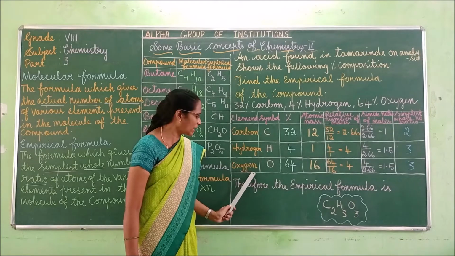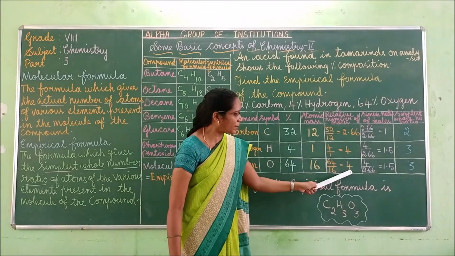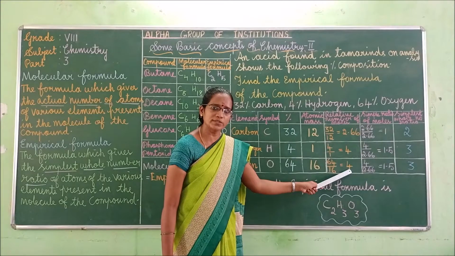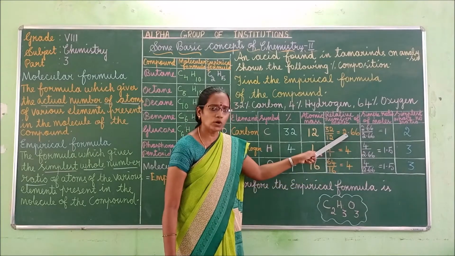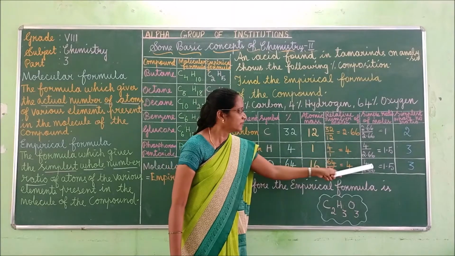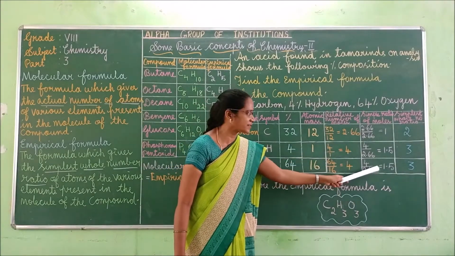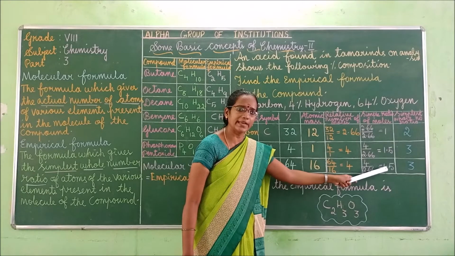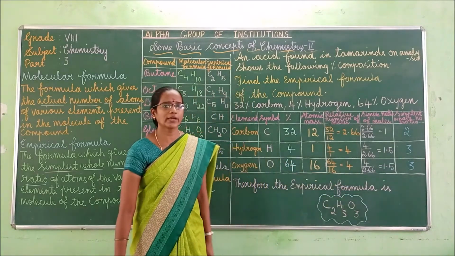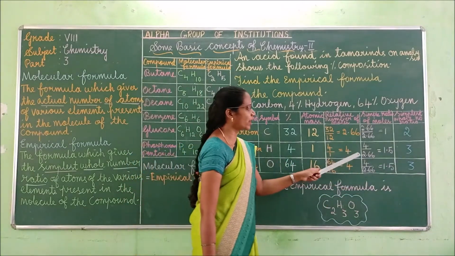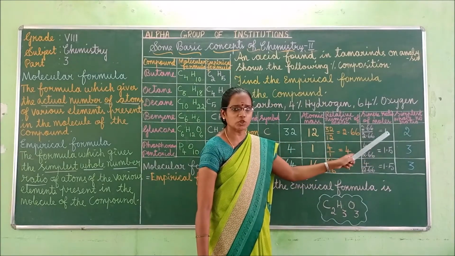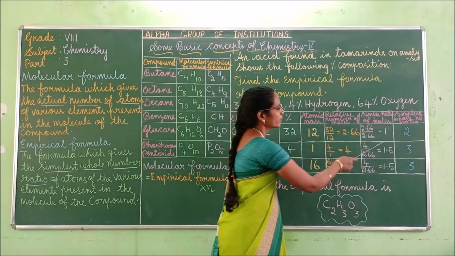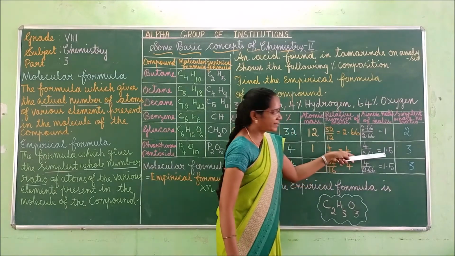Next one for oxygen. Next we can calculate for oxygen. What is the relative number of moles? The relative number of moles is 4. Divided by the lowest value here, 2.66. So 4 divided by 2.66 is equal to 1.5. Okay. So already I told you, you have to take the whole number, isn't it? Simplest whole number ratio only you have to take. So here 1.5 is given.